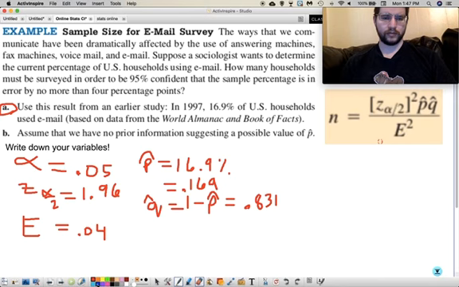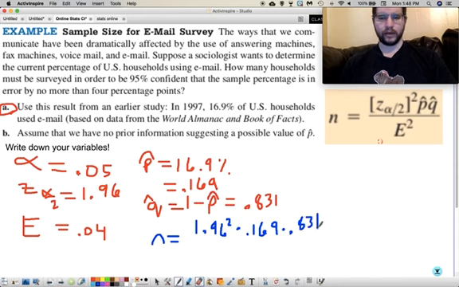And let me change the color. So now we're getting to work. 1.96 squared times 0.169 times 0.831. Now, there's no shortcut for this on either calculator, so you just got to write down your variables and plug them in the formula. Error was 0.04. Don't forget to square it. I do that sometimes.